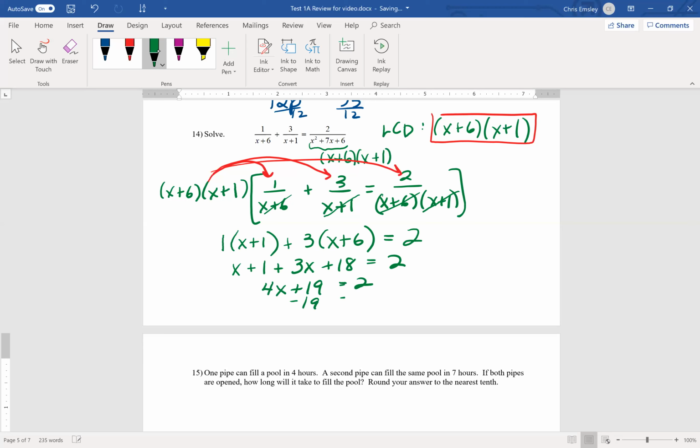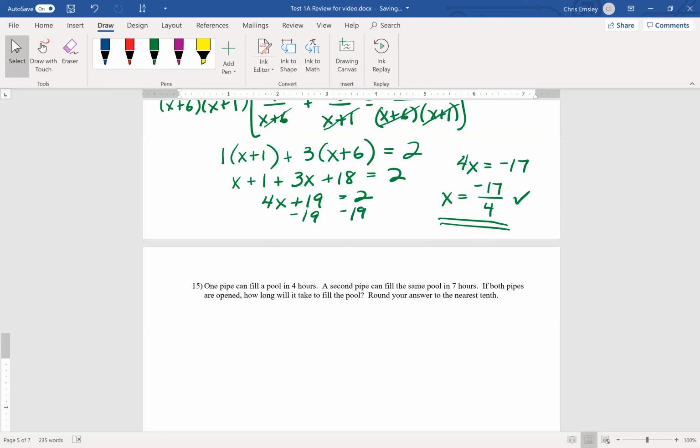Subtract. You get 4x equals negative 17. Divide both sides by 4. We do want to double check. I actually forgot to do it in the last example. Take a look at the solution. When we plug that in for x, does that give us 0 in any of our denominators of our original equation? In this case, it does not, so that answer is okay. But you always want to check that when you have fractions in your original equation.